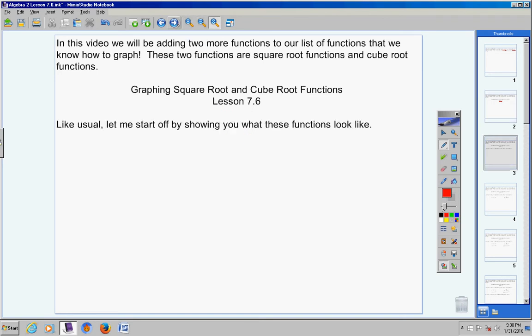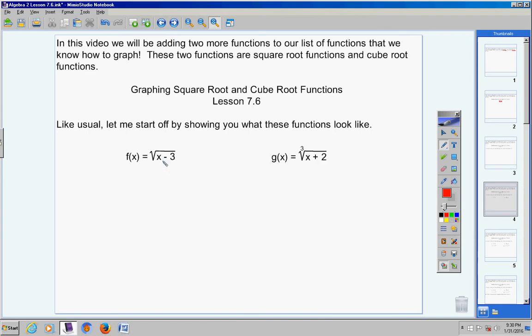Alright, here we go. Like usual, let me start off by showing you what these functions look like. Please write down these examples. Now the video today is not very long. I'm going to move pretty quickly because the math is not difficult, okay? This would be a square root function.